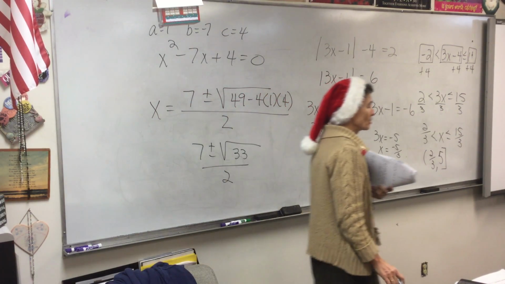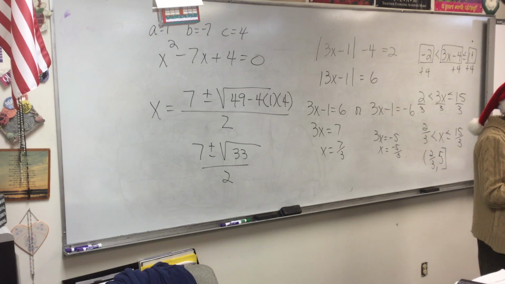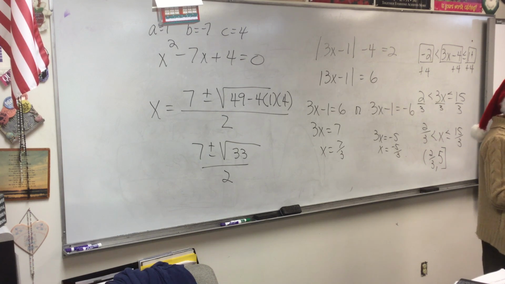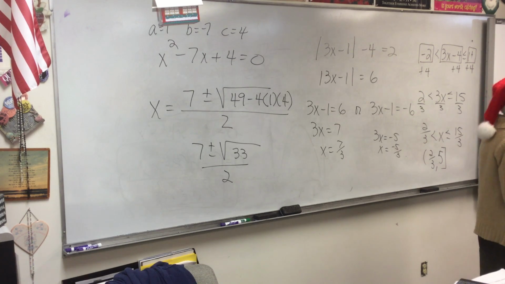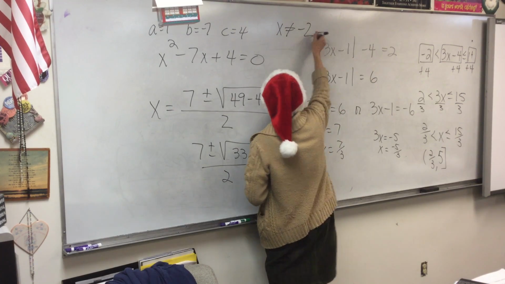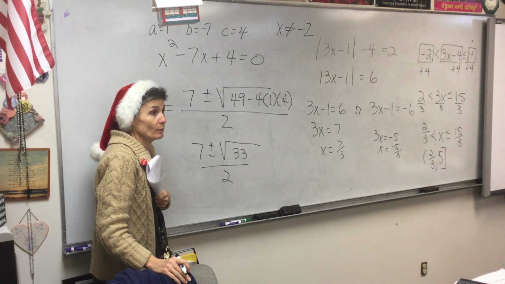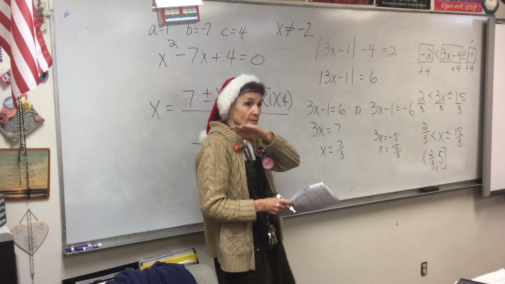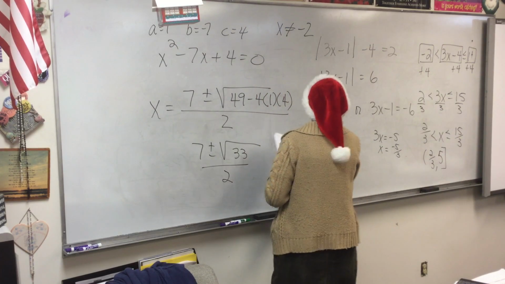Eight. What's the domain? Anybody remember? What'd you say, Deshani? -2. Okay, now the domain isn't -2. The domain is x can't be -2. Your domain is x is not equal to -2. Because what happens if you put -2 in? You get a 0 in the bottom, which is no go, right? Okay. Number 9.